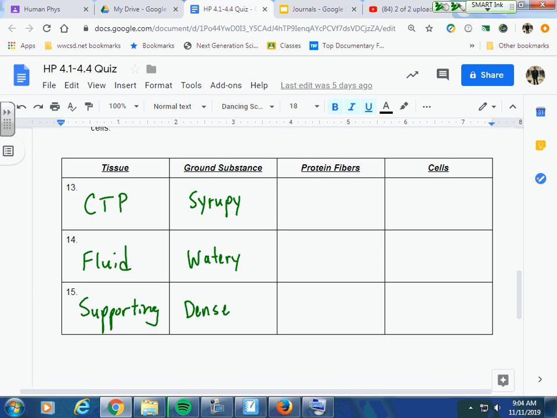Protein fibers in the connective tissue proper are going to be kind of a wide arrangement, maybe more loosely packed. Okay. In fluid connective tissue, the protein fibers are actually dissolved. So there aren't really any that we see in terms of fibers because the proteins are dissolved. And protein fibers in supporting tissue, of course, are densely packed.